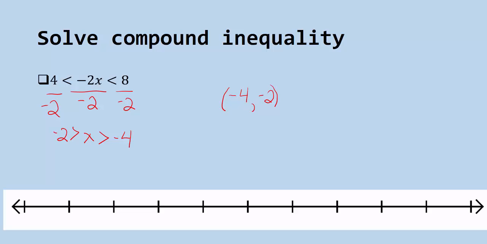Now to graph that interval, we know it's between negative 4 and negative 2. So let's go ahead, and I'm just going to mark this as 0. So this would be negative 2, and this would be negative 4. So it falls in between negative 4 and negative 2. Now again, there's not an equal sign with our inequality. So to do the graphing on a number line, I need to use the open circle on both ends. And then I simply fill in the line that connects the two, because it's between negative 4 and negative 2. So that's graphing my compound inequality.